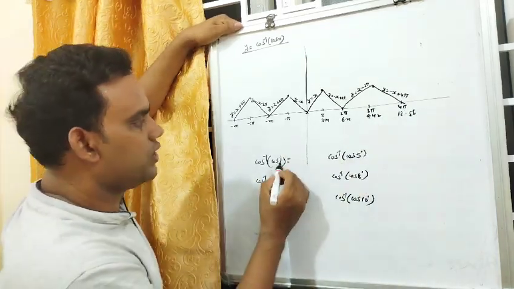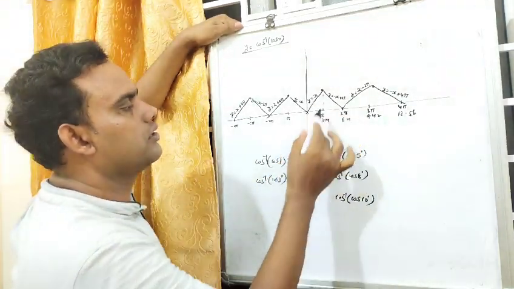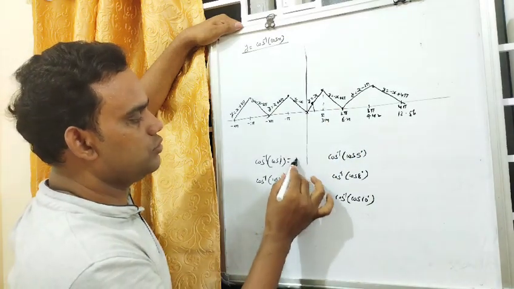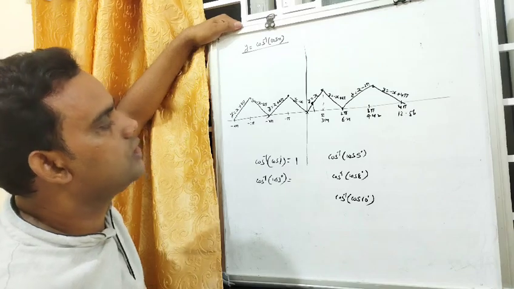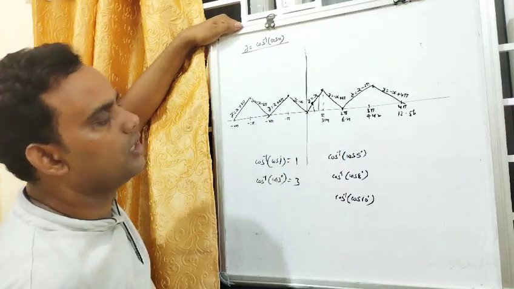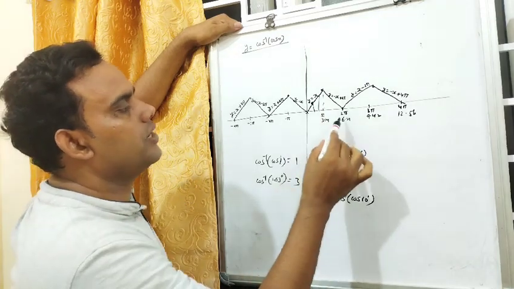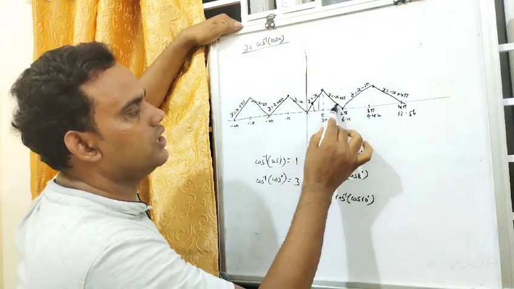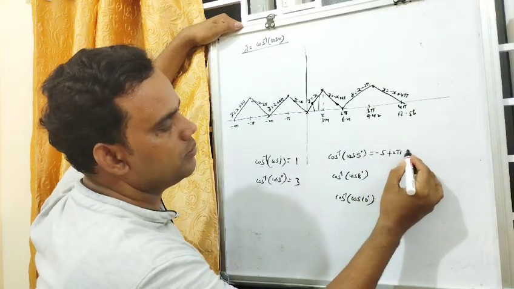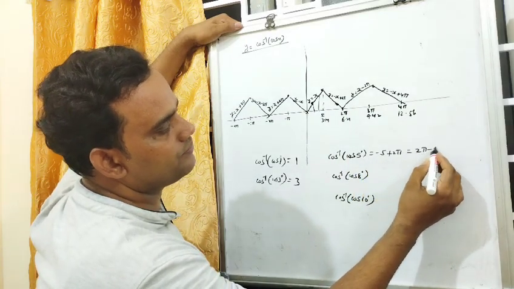So first cos 1 means here, somewhere here. So y equals x means 1. Then cos 3 is again the same here. So y equals 3. Cos 5 means 6.21, means here. So this is minus x, means minus 5 plus 2 pi. It's 2 pi minus 5.